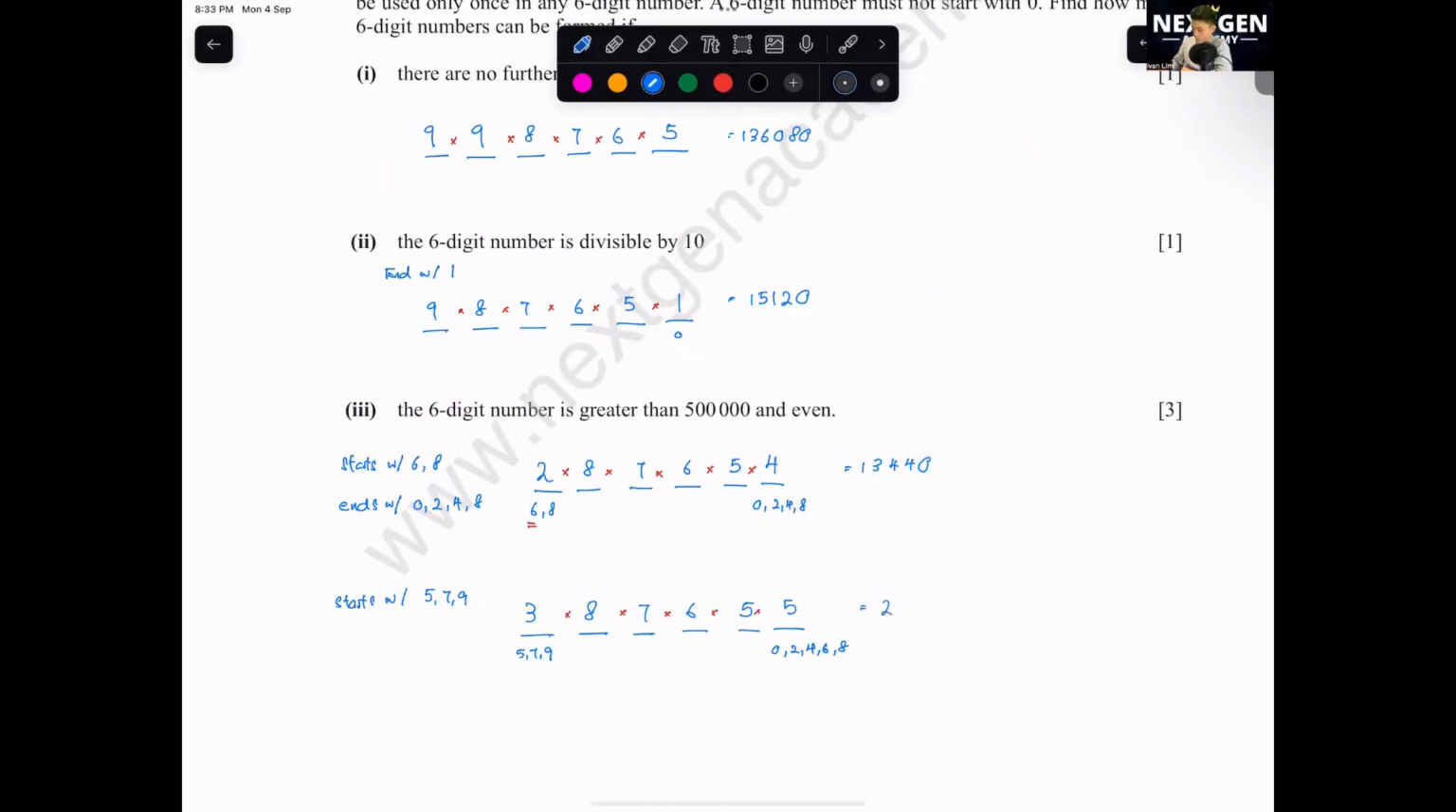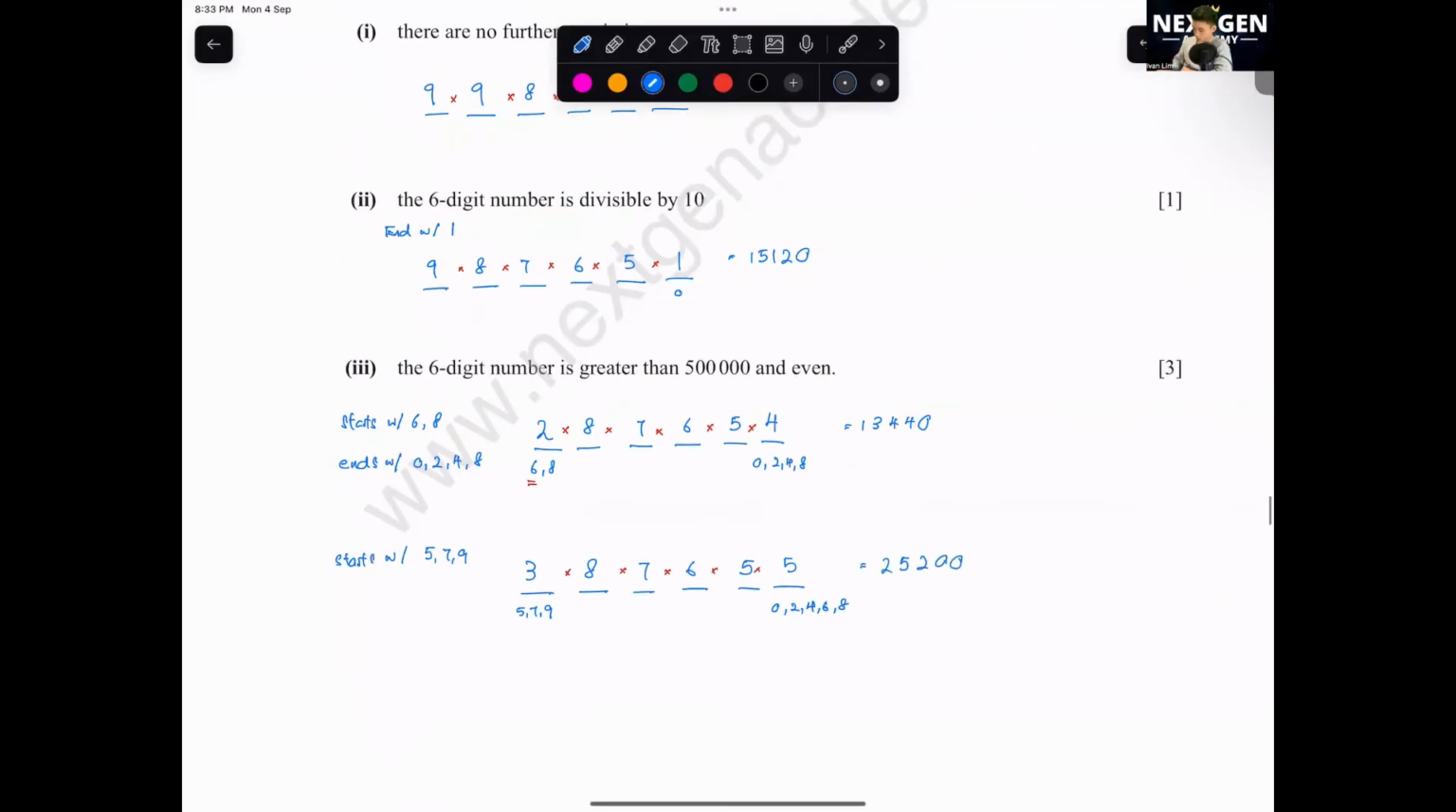You will get 25200. Then your total, you get 13440 plus 25200. You'll get 38640. If any of you use permutation, also it's fine. Totally fine. You'll get the same exact answer also.